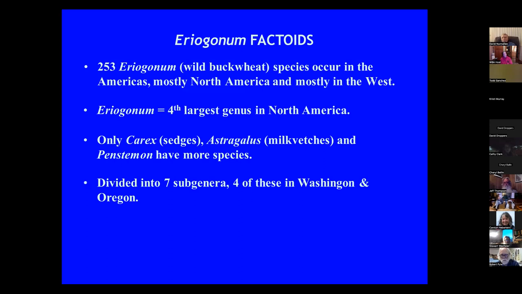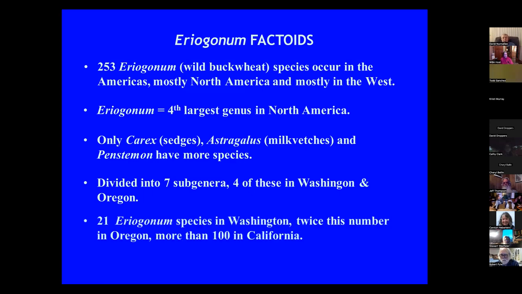Eriogonum is divided into 7 subgenera, and subgenera is something we don't hear too much. Most animal and other classifications don't really use subgenera, but it's one that's commonly used in plants, specifically the buckwheats. Anyway, of the 7 subgenera in Eriogonum, we have 4 of them in Washington and Oregon.